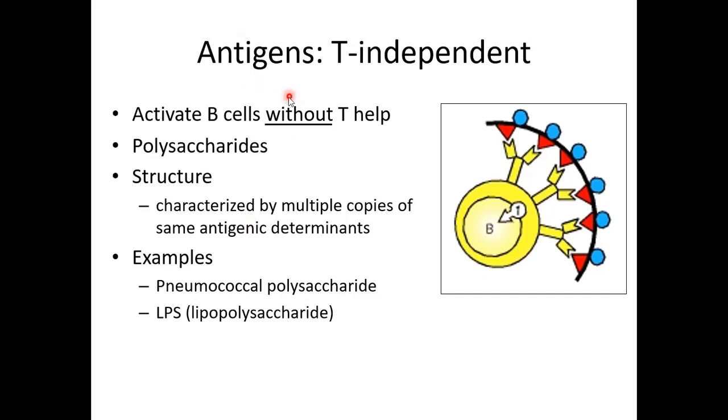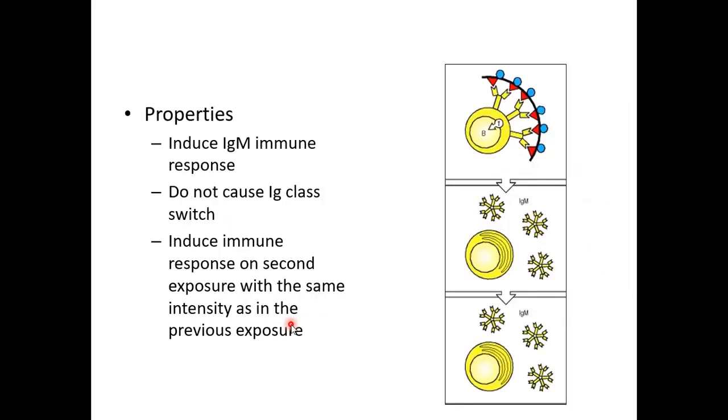Now coming towards the T independent antigens. These activate B cells without the help of T cells. These are polysaccharides, and their structure is characterized by multiple copies of the same antigenic determinants. Examples include pneumococcal polysaccharides and lipopolysaccharides. They can induce an IgM immune response, but they do not cause Ig class switching.